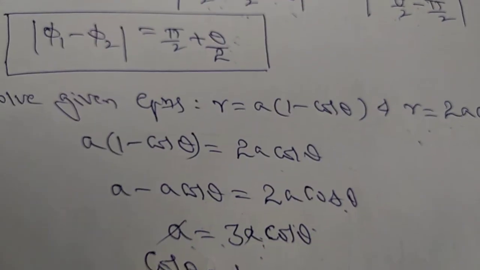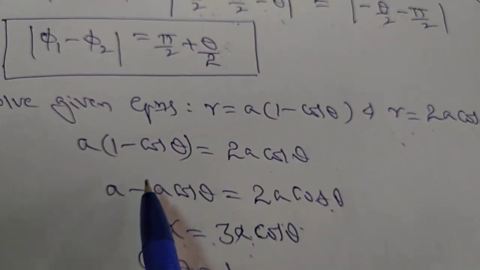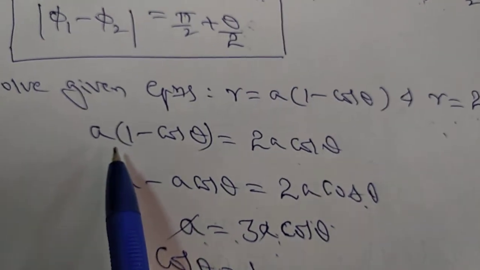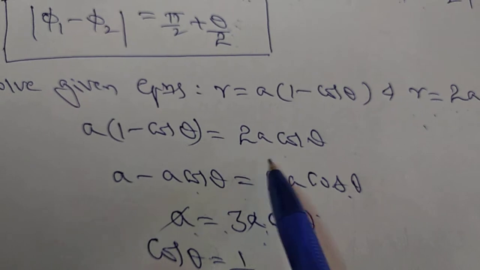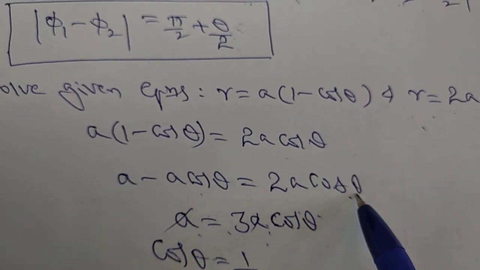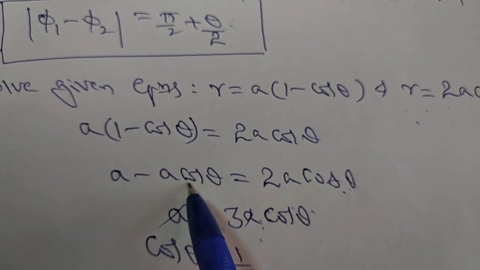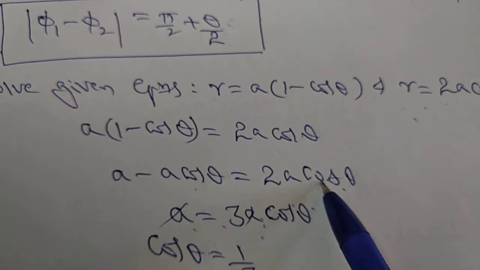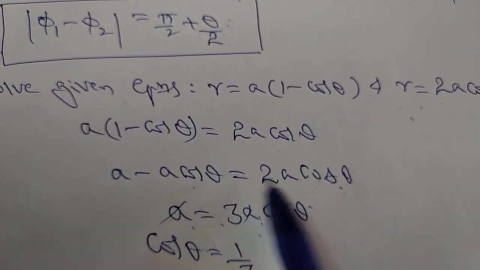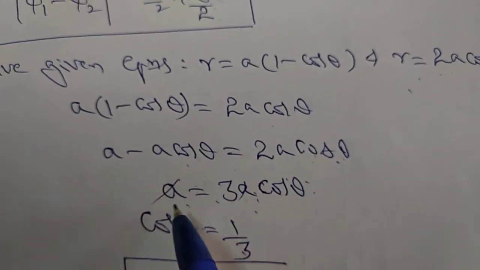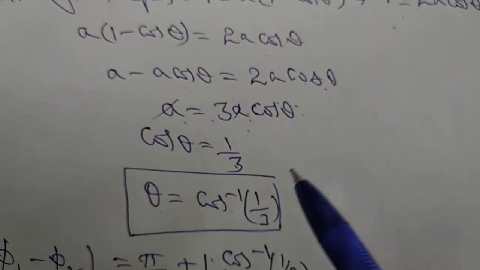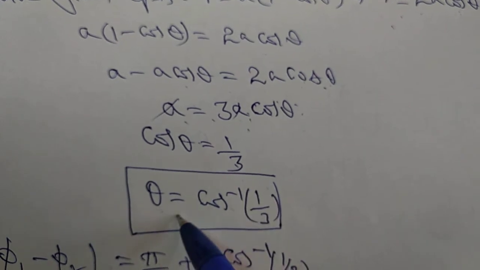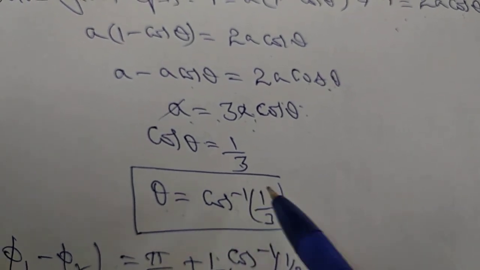Simplify this. How to simplify? Multiply: a minus a cos theta is equal to 2a cos theta. Taking minus cos theta to the right hand side, we get plus a cos theta. So a is equal to 3a cos theta, the a cancels, so cos theta is equal to 1 by 3, and theta is equal to cos inverse of 1 by 3.